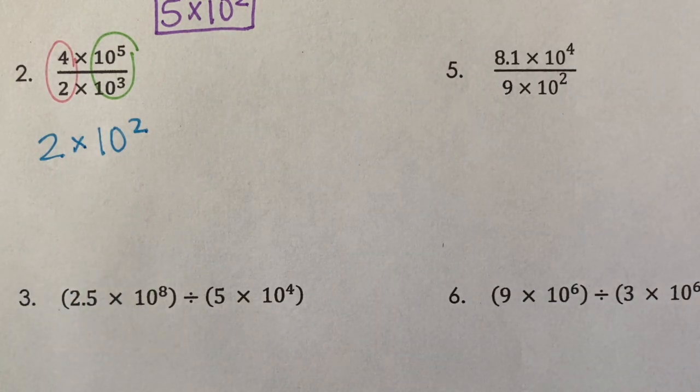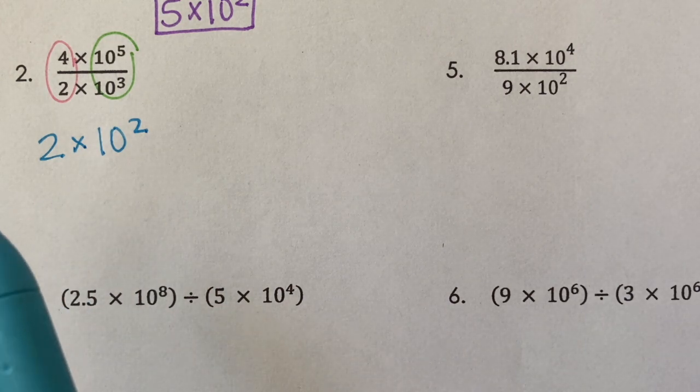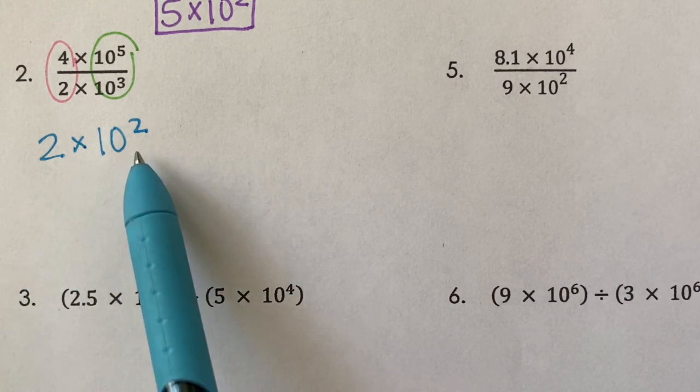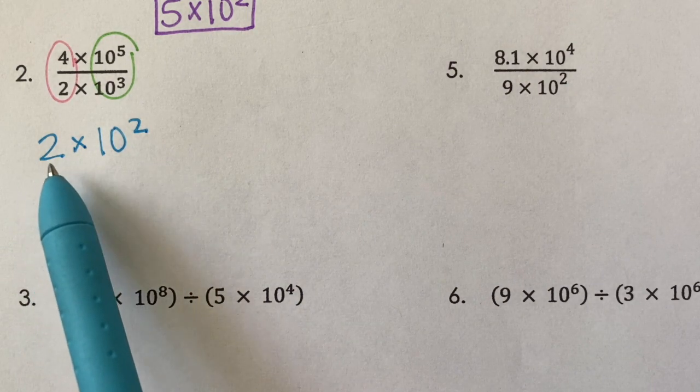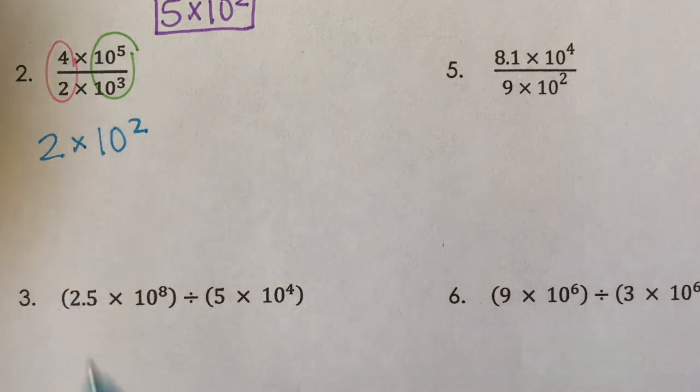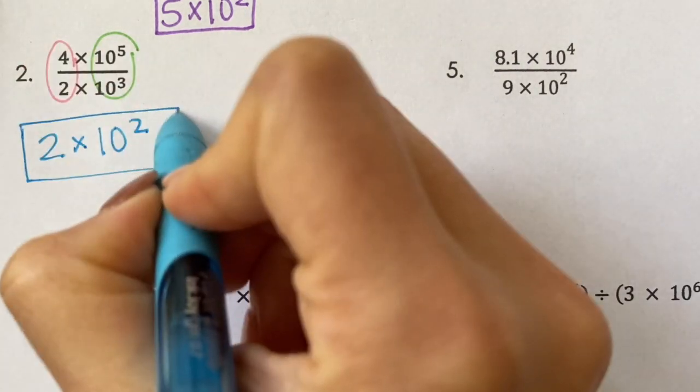For this one, the last thing you check is: is the number written in correct scientific notation? Is this number greater than or equal to 1 but less than 10? And it is. So that is it.